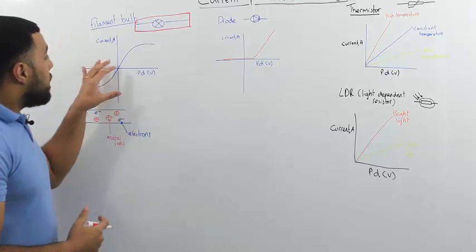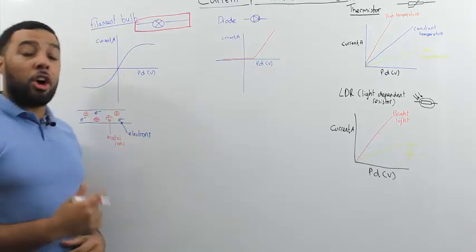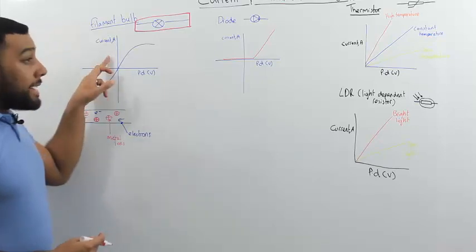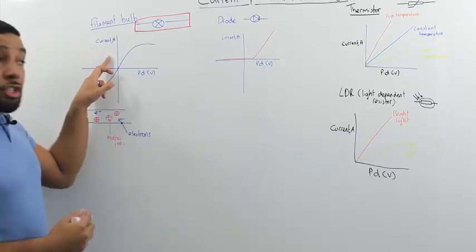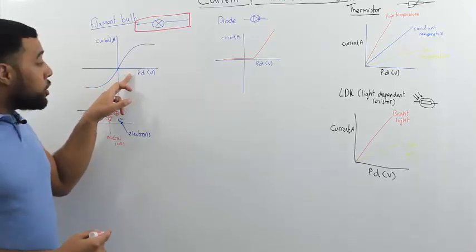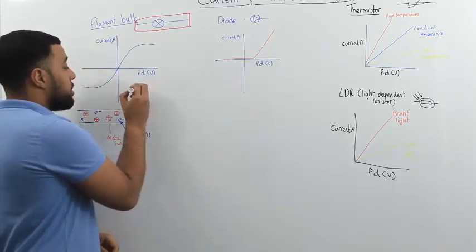The reason that current and potential difference are not proportional in this example is that as the temperature increases for a filament bulb, so does its resistance.